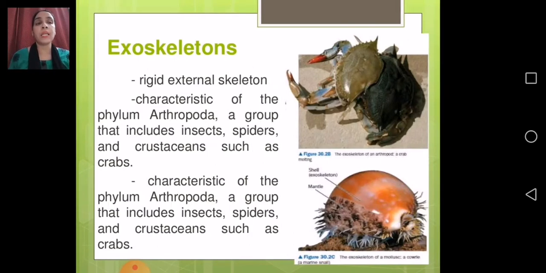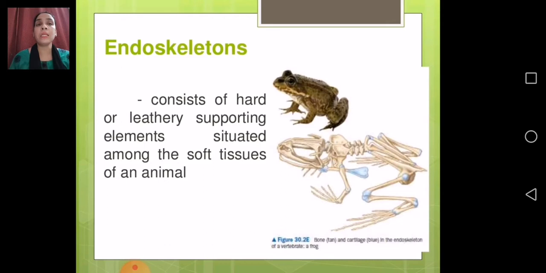Then exoskeleton means the skeleton which is found outside the body, that is a rigid external skeleton. You can find an outer skeleton in the body of a crab also, which is present outside. Now, characteristics of the phylum Arthropoda, a group that includes insects, spiders and crustaceans such as crabs. Then endoskeleton consists of hard or leathery supporting elements situated among the soft tissues of an animal. Now endoskeleton is a skeleton which is present inside the body.